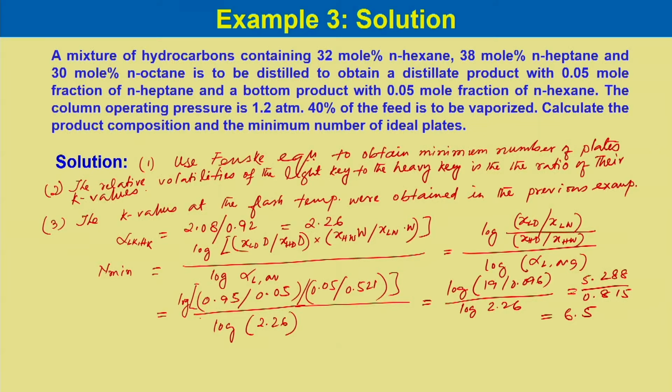This can be refined, or more accurate estimates we can obtain if we take the geometric mean in place of alpha LK HK. So, in place of this, if we consider the geometric mean between the relative volatility at the top and the bottom, then we can obtain much more accurate data for the minimum number of plates.